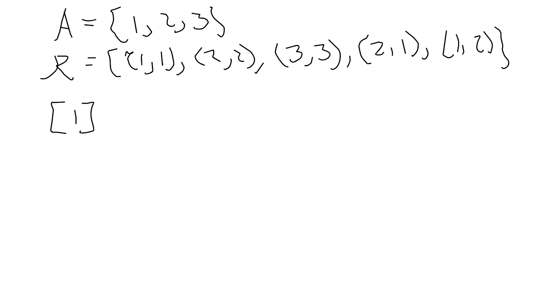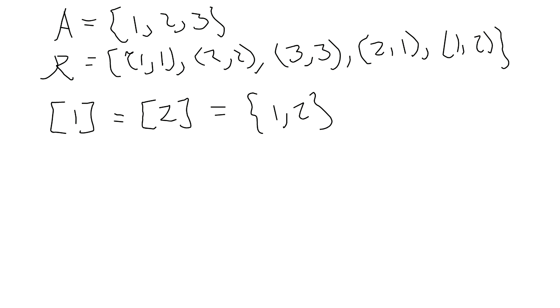1 and 2. Good. So we have 2 relating to 1. So the equivalence class of 1 will be the same as the equivalence class of 2. Why is that? Because everything that relates to 2 relates to 1 as well. You see that? So that equivalence class is simply the set containing 1 and 2.